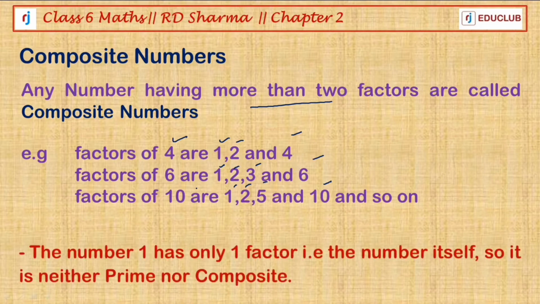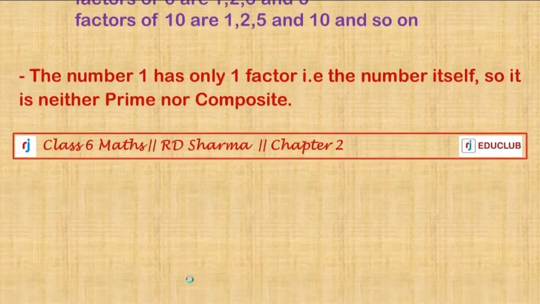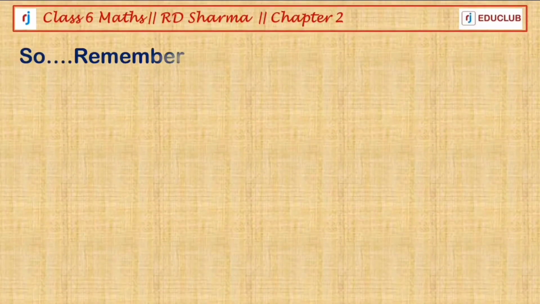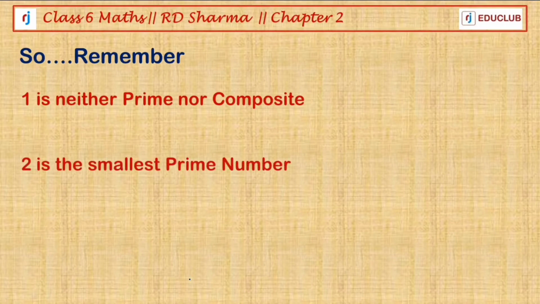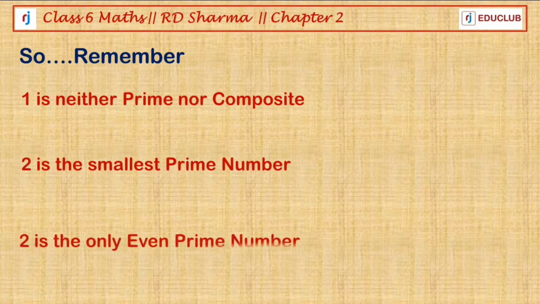Always remember, number 1 has only one factor, that is the number itself. So it is neither prime nor composite because it is having only one factor. So remember, 1 is neither prime nor composite, 2 is the smallest prime number, and 2 is the only even prime number. The rest of all prime numbers are odd numbers.